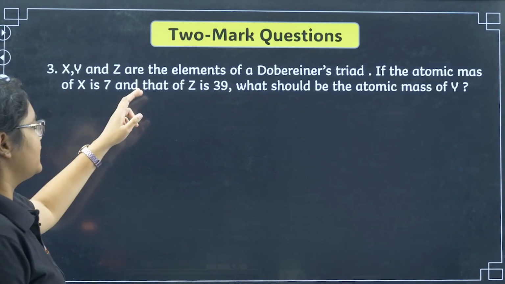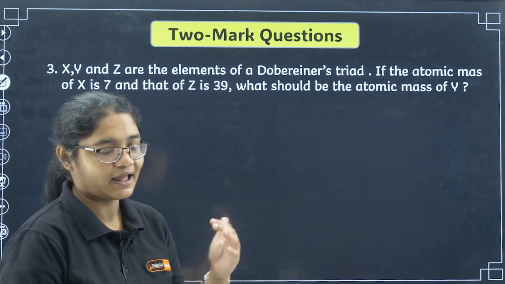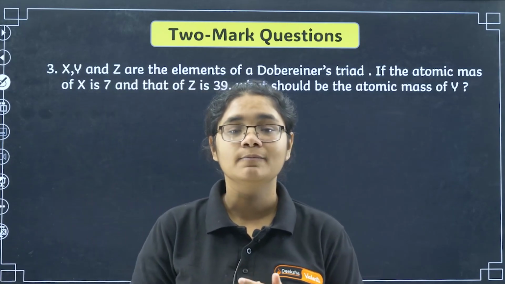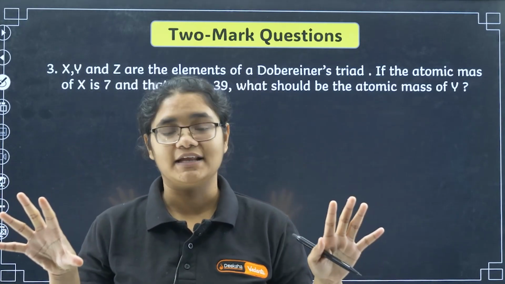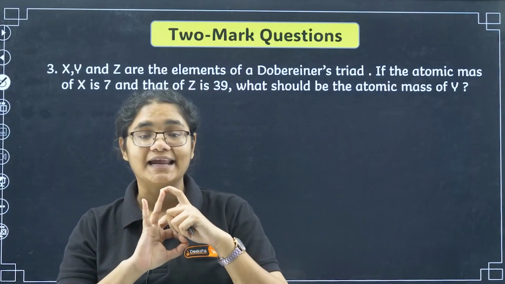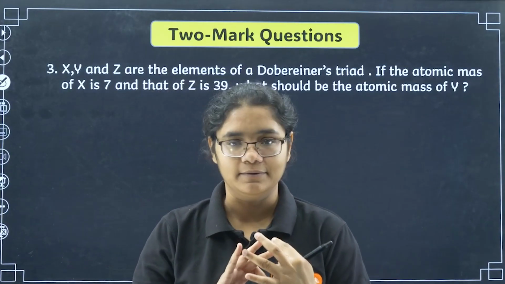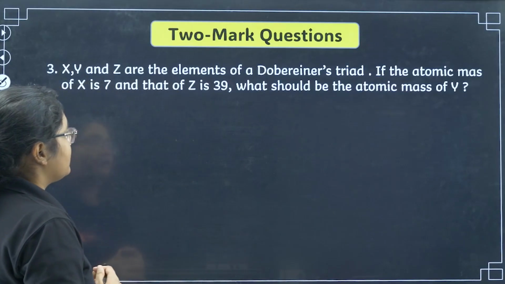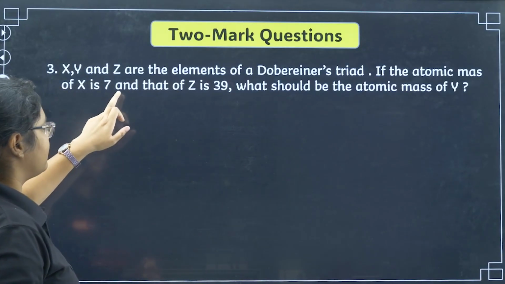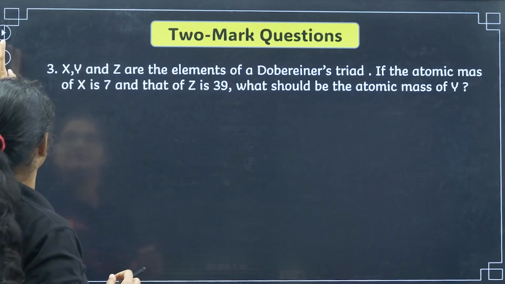Now X, Y, Z are the elements of a Dobereiner triad. So we know what a Dobereiner triad is. I have explained in the MCQ session also that there are 3 elements in a Dobereiner triad, and the mass of the second element is the average of the masses of the first and the third element. So if the atomic mass of X is 7 and Z is 39, what would be the mass of Y? Very simple.